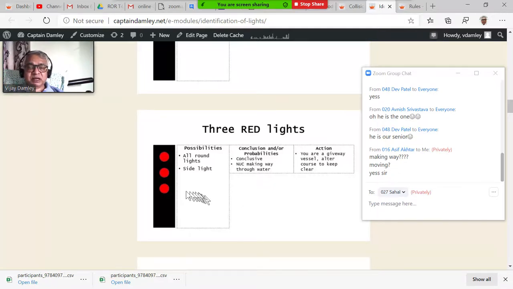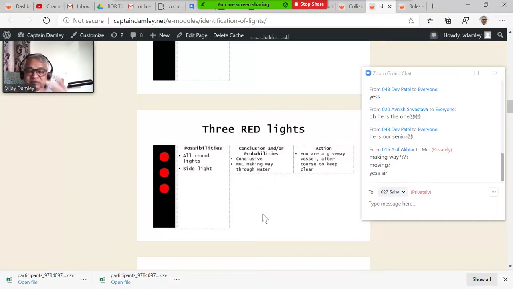But don't mix up. The three red lights of constrained by draft come with other family members like masthead lights, side lights. So one way or the other, you will see more lights. You will never see only three red lights. Here we are dealing with only three red lights.